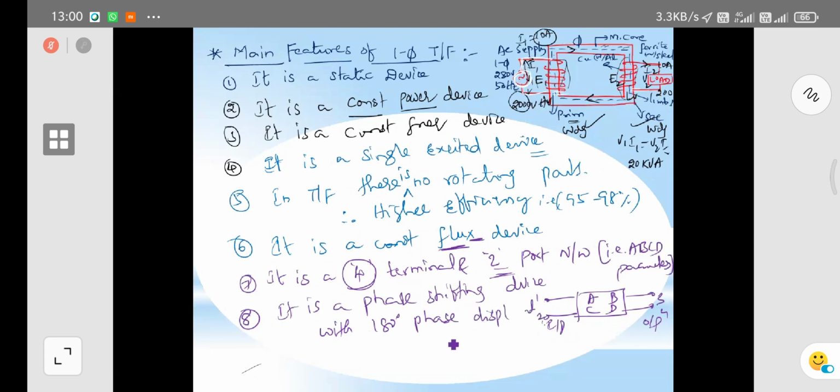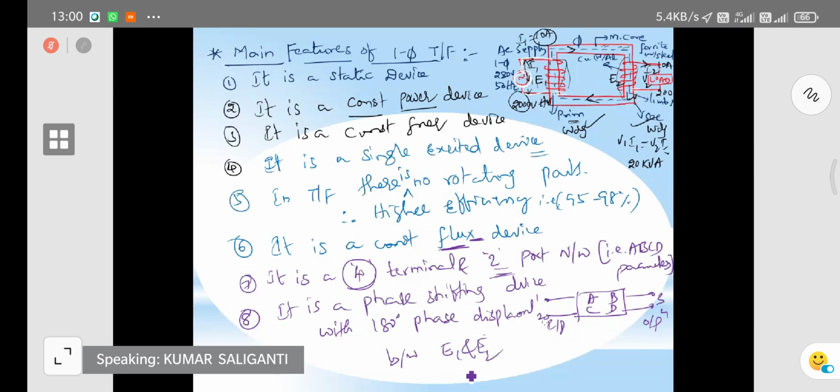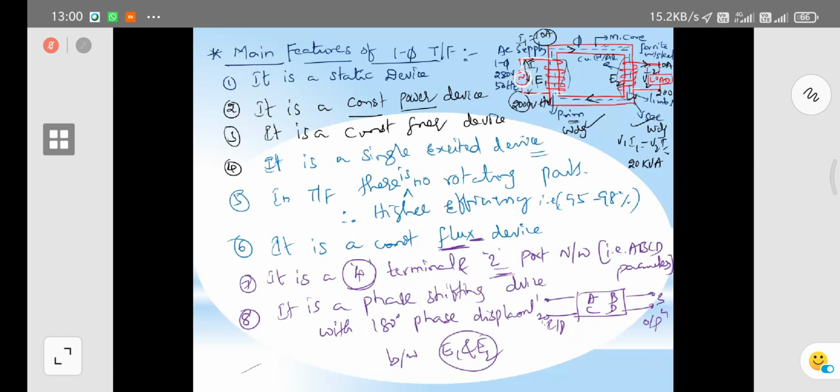So between E1 and E2, it is a phase shifting device with 180 degrees phase displacement between E1 and E2 here. You can see, suppose if you take E1 here and E2, you can observe this is the 180 degrees phase displacement here.